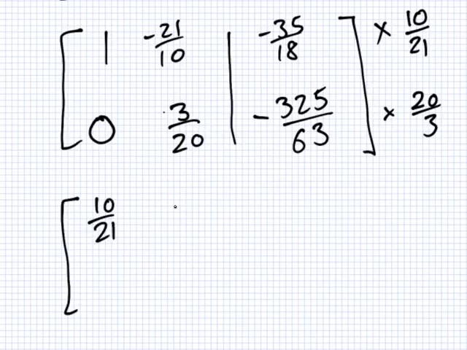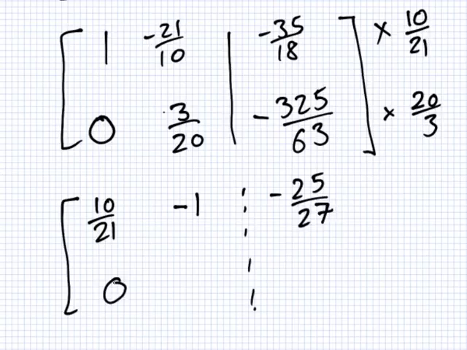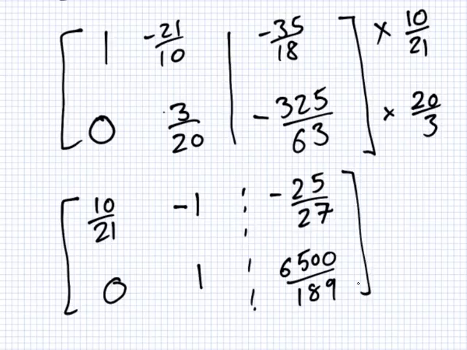Next. 1 minus 1. And then 10 over 21 multiplied by 35 over 18, the minus 25 over 27. And here 0, 1, 6,500 over 189. What's next?